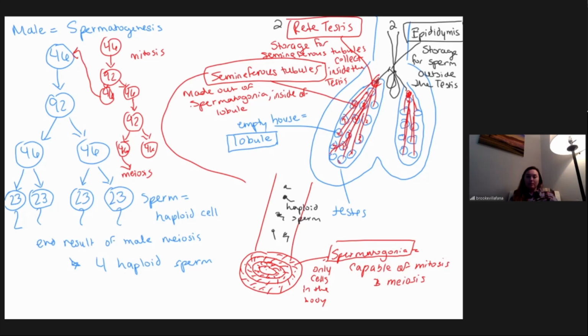Does that make sense? Males go through meiosis the same way as what we described in the beginning. They have these specialized kind of cells, the spermatogonia. You need to know everything on the screen for the test, right? You need to know what the rete testis is. You need to understand what the epididymis is, what seminiferous tubules are, what the lobule and spermatogonia are. Good? Any questions at all there?